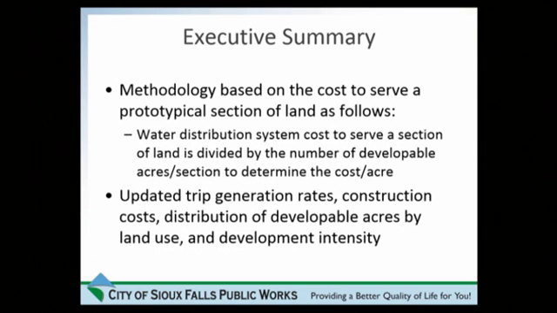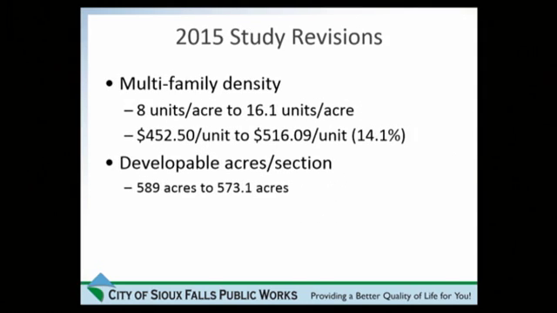Similar for the water distribution system. Again, we're trying to calculate the cost per acre to fund that water distribution system. In addition, the nexus study update included updated trip generation numbers, construction costs, the amount of developable acres per section of land, and the development intensity or density.